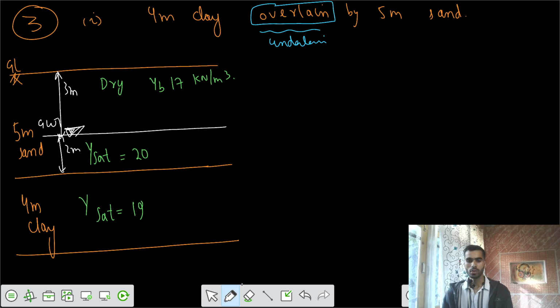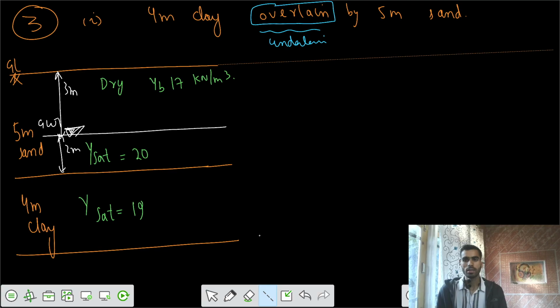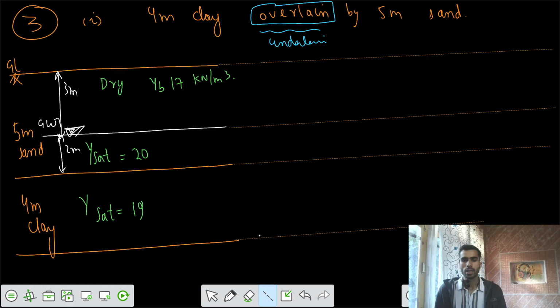Now we need to draw and plot those diagrams. Let's say we have a few lines here. These are your reference lines. Let's go for number one.